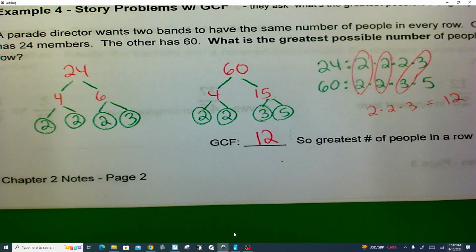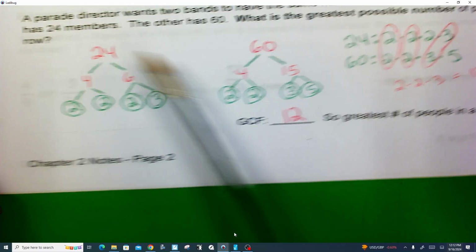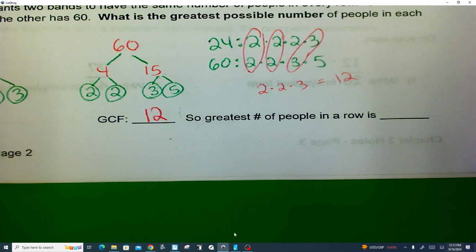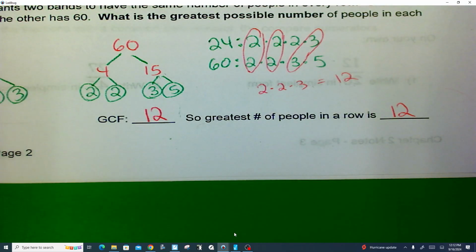But what does that mean in terms of the story problem? Well, they said, what is the greatest possible number of people in each what? Row. So the greatest number of people in a row would be 12. Because you can take that 24-person marching band and break them down into 12 and 12, and see how there are no leftovers. And then you could take that 60-person marching band and go 12, 12, 12, 12, 12. There'd be 5 rows of 12. Well, 5 times 12 is 60. And that's the power of the GCF. Okay? All right.